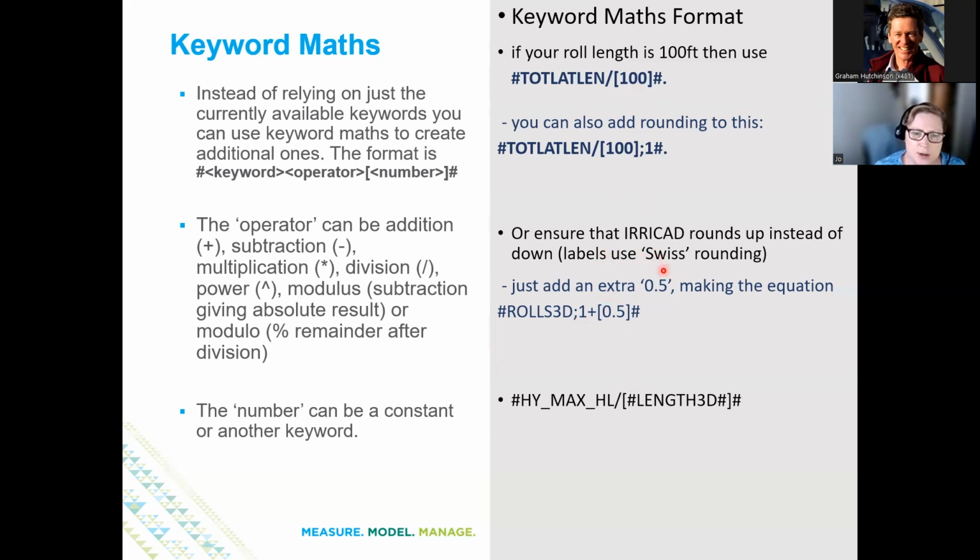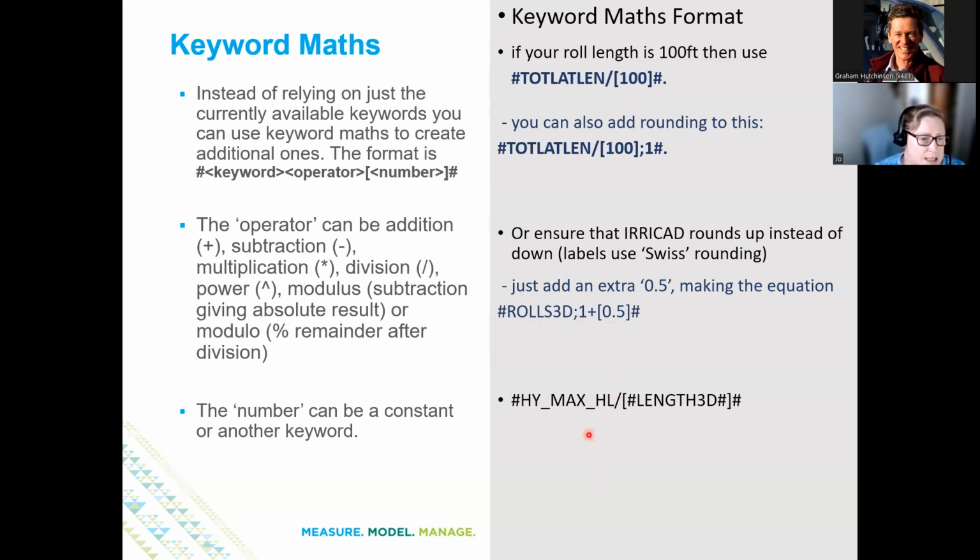Just note that the labels use Swiss rounding. So if it's under 0.5, it will round down. If it's over 0.5, it will round up. This example is quite helpful for that, to say, okay, tell me the number of rolls to the closest whole number, but add 0.5 so that if the raw number is below 0.5, it's going to give us another roll, it's going to round up instead of round down.